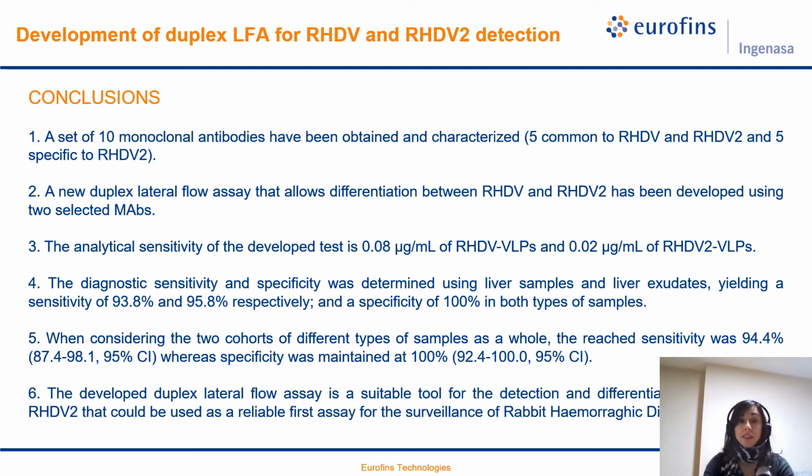4. The diagnostic sensitivity and specificity was determined using liver samples and liver exudates, yielding a sensitivity of 93.8% and 95.8% respectively, and a specificity of 100% in both types of samples. 5. When considering the 2 cohorts of different types of samples as a whole, the reached sensitivity was 94.4%, whereas the specificity was maintained at 100%. And 6. The developed duplex lateral flow is a suitable tool for the detection and differentiation of both variants of the virus that could be used as a reliable first assay for the surveillance of rabbit hemorrhagic disease.